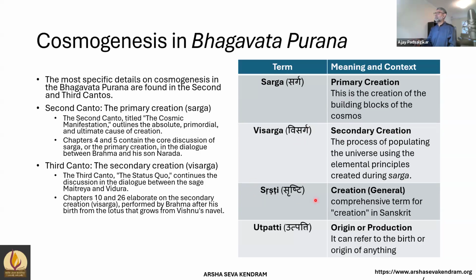There is also in many Vedantic texts Srishti and even Utpatti. But Srishti is a general term for creation. It could be primary or secondary, or a combination of the two. And there is another term in Sanskrit, Utpatti, which is not necessarily the creation of the universe. It can be the origin of anything, the first point of any creation. So there are different chapters within the second and third canto which talk about this Sarga and Visarga, and it talks about the appearance of Brahma from Vishnu's navel, but we'll talk about it a little bit more.